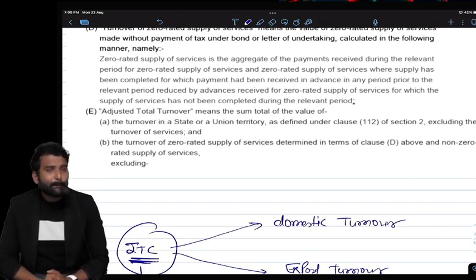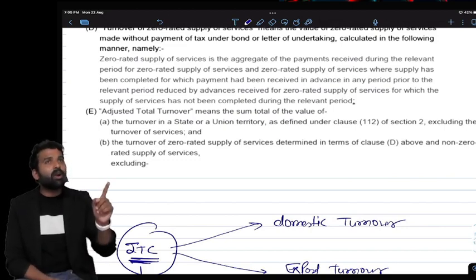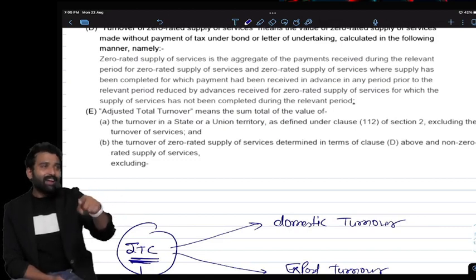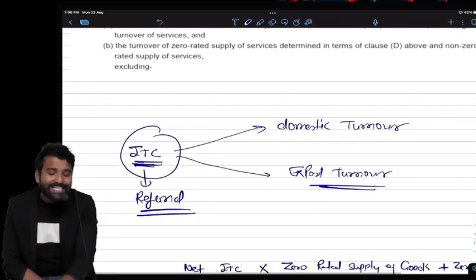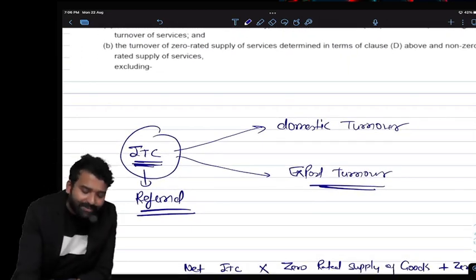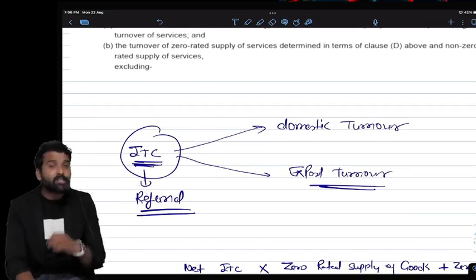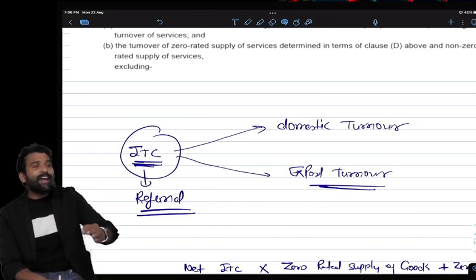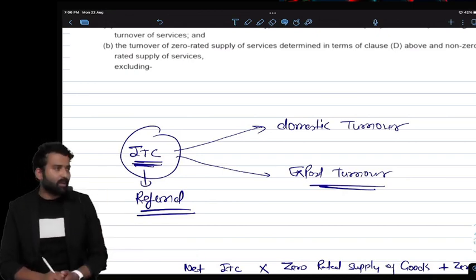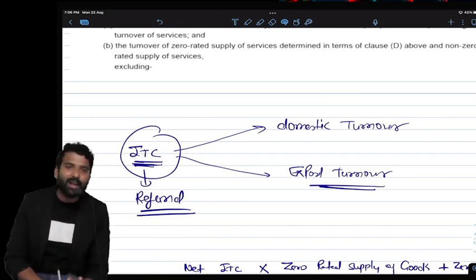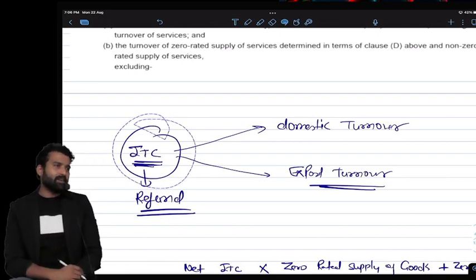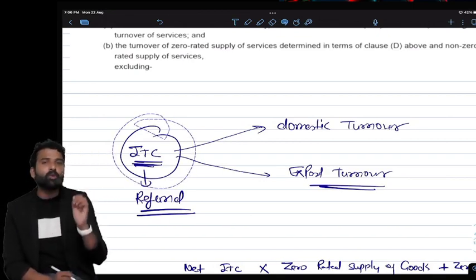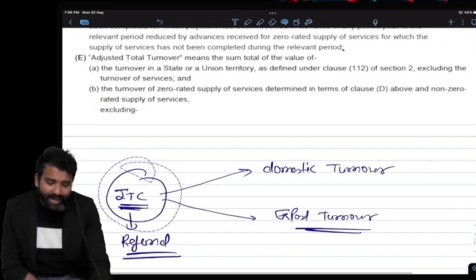Actually, on exempt turnover I have not claimed the ITC. As per section 17, I am not allowed to claim ITC on the exempt turnover. So this ITC will not belong to exempt turnover. The ITC which I am using here only belongs to the taxable turnover. This ITC does not belong to the exempt turnover because I have not claimed the ITC for exempt turnover. So of course this ITC only belongs to the taxable turnover, and that's why I don't have to include my exempt turnover in my adjusted total turnover.